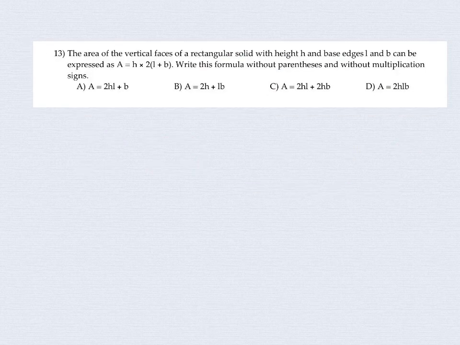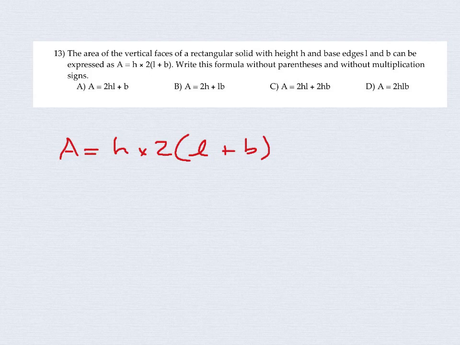Question 13. The area of the vertical faces of a rectangular solid with height and base edges of L and B, and the height is H. The expression, I'm going to rewrite this. So the area of the faces is the height times 2, which is kind of strange to put an X. I don't know why they did that. I'm going to write it as an L, kind of like that. So the length plus the base multiplied by 2 times the height is equal to the area.